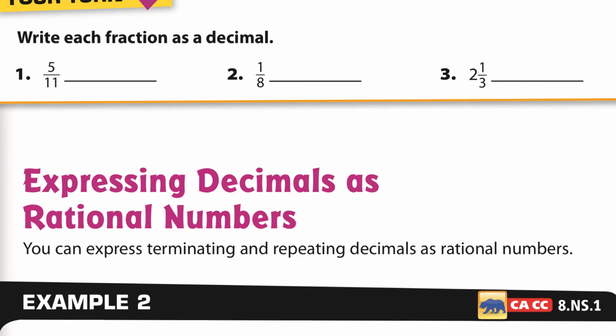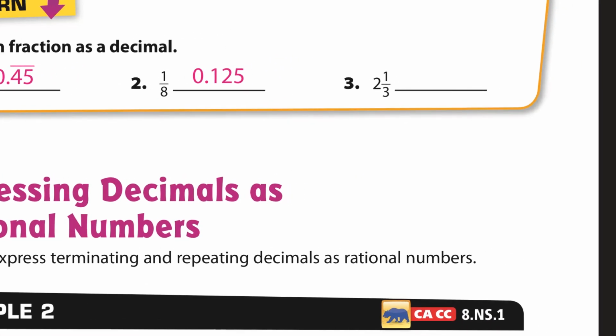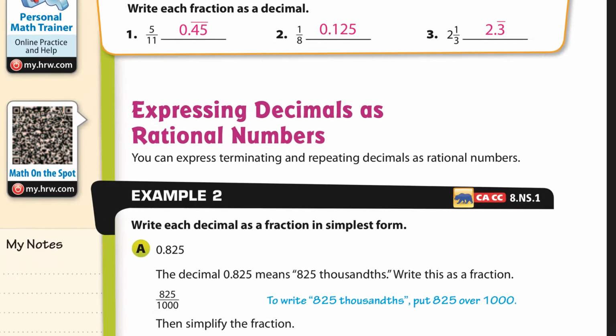All right, the answer to the first one is 0.45, and the 45 repeats. The 1 divided by 8, that is 0.125. That's a terminating decimal. And 2 and 1/3, that is 2.3, and the 3 repeats. So there you go. Let's see what else we got.